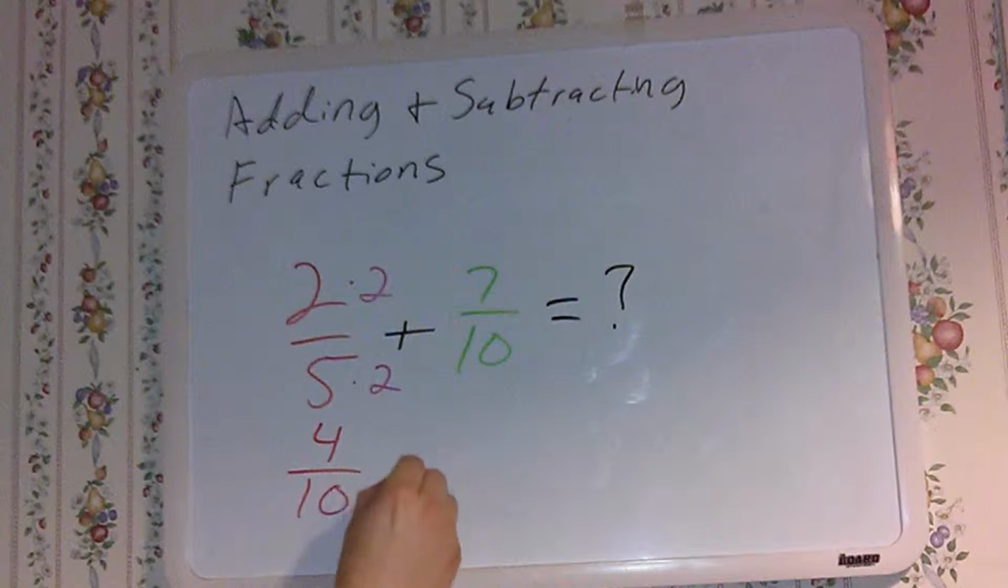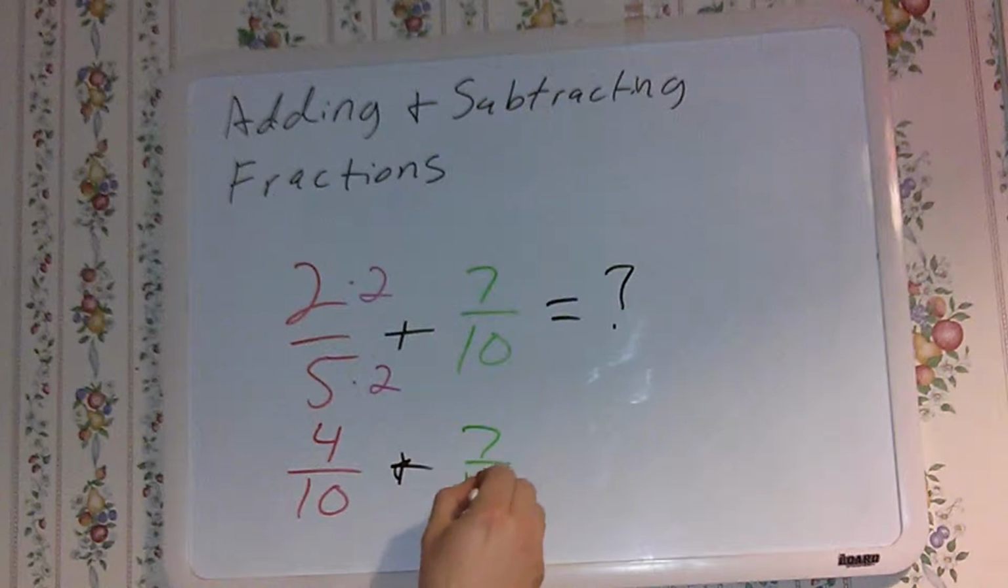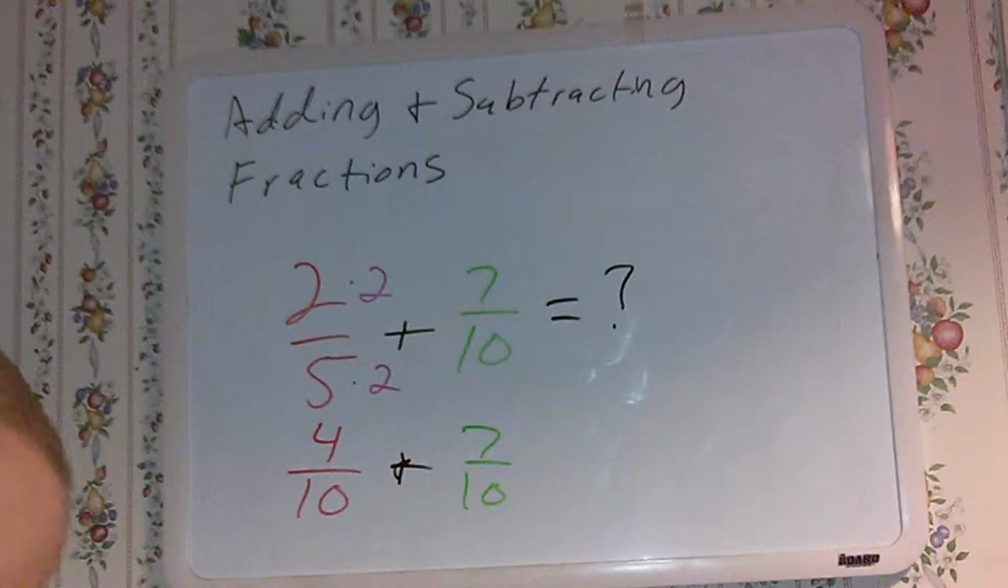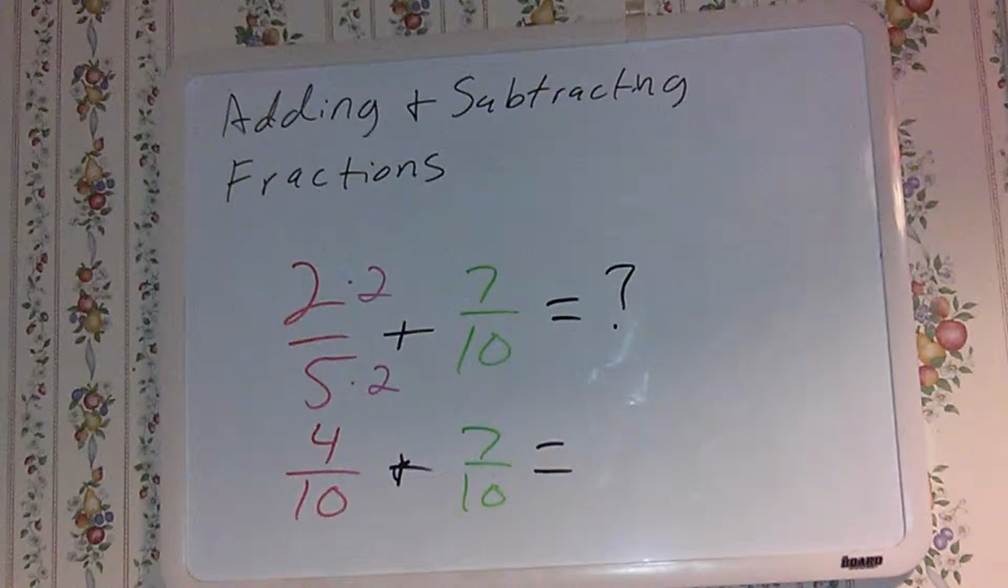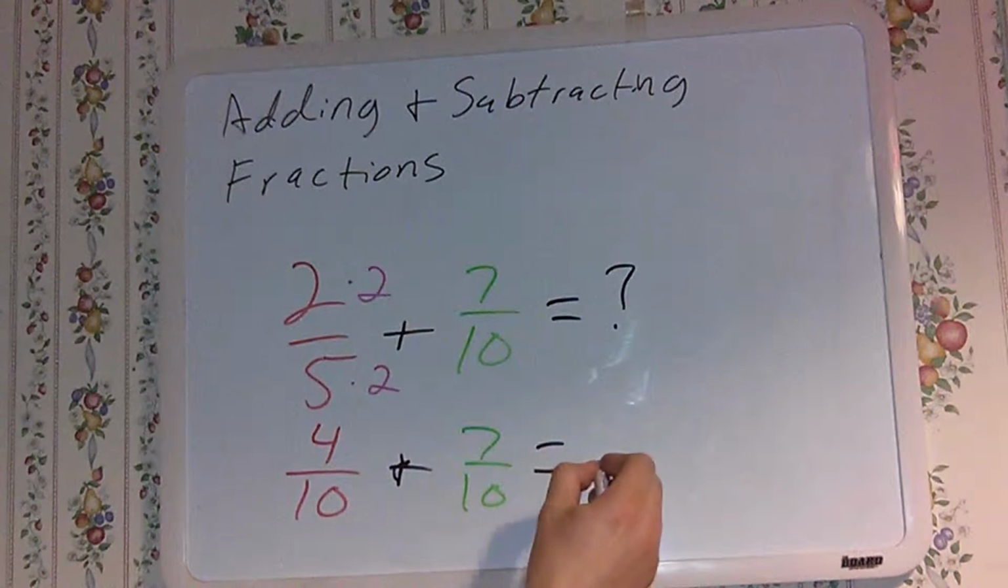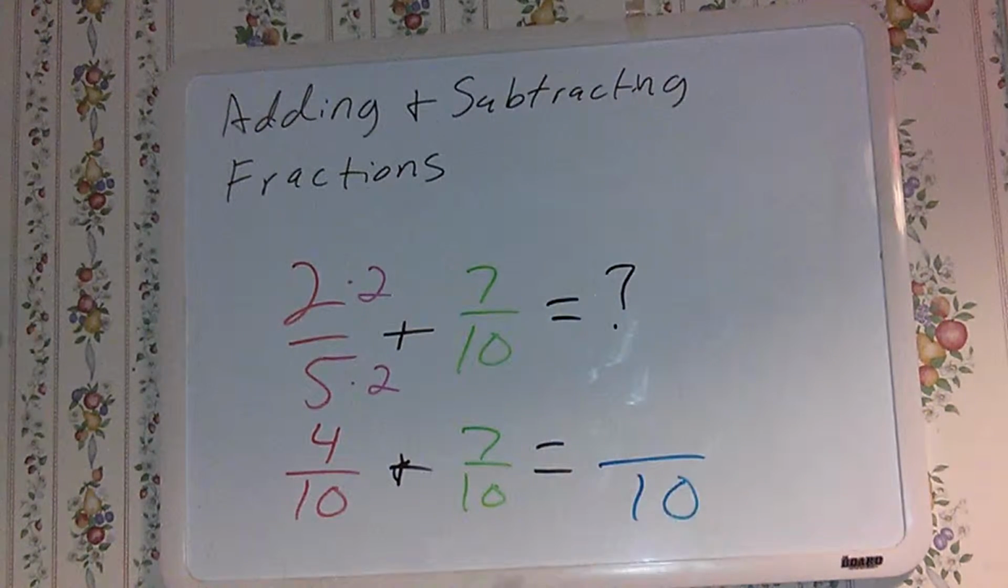And we can have plus 7/10 on the bottom. Now, the bottom numbers, our denominators, match now. So since they match, we can add these two together. So we know we're going to have tenths down here on the bottom because that's what we have here and here. And the same principle is going to apply when we start subtracting.